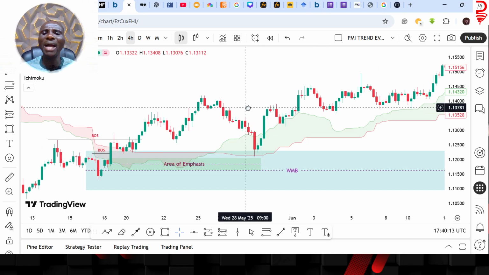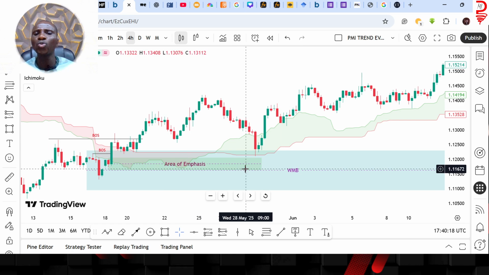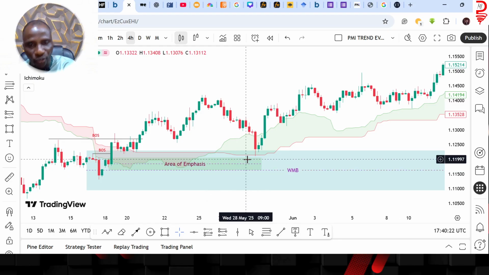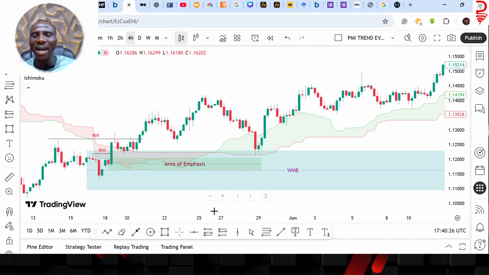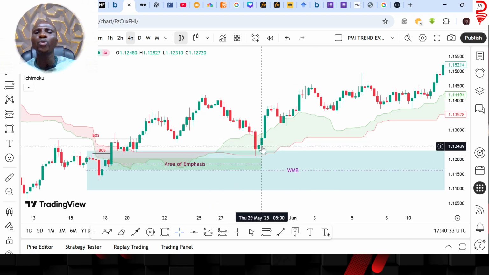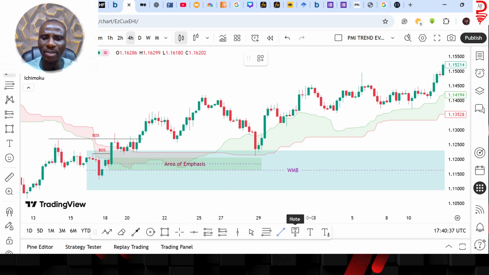Remember that the discussion for this video is the entry box. Now, if the market comes back to the area of emphasis, it will create your entry box by creating an engulfing move. However, if the market could not come back into the area of emphasis, for you to know where to enter, the market should push up and create a break of structure. Let me explain this now.